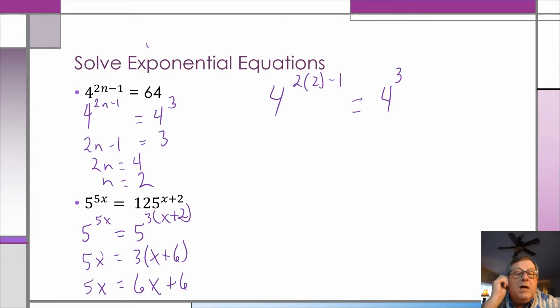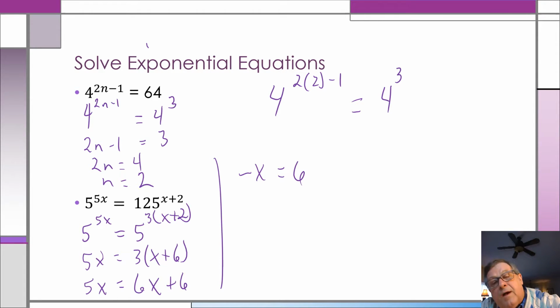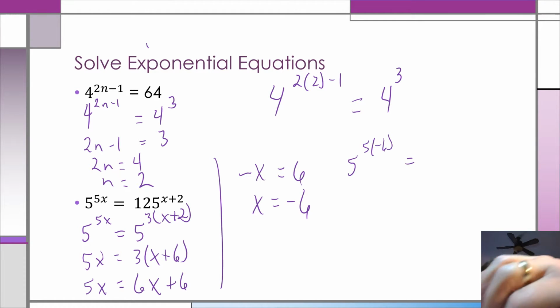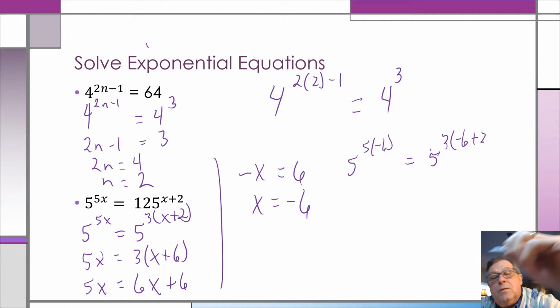Okay, so we got variables on both sides. We're going to have to subtract 6x. And now I got negative x equals 6. And we're going to divide by negative 1 where x is equal to negative 6. So let's see how that works out. Okay, so if I substitute in 5 times 5 raised to the power of negative 6 equals 125. No, I need to get that back down to base 5. 5 times 3 times negative 6 plus 2, negative 4.